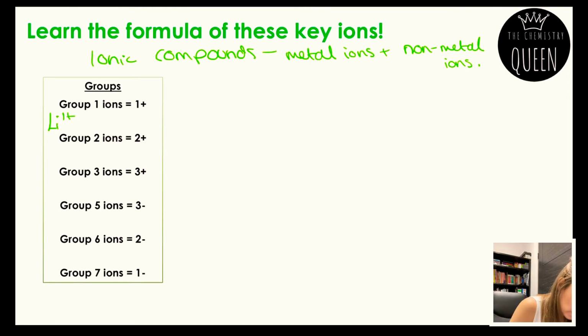So if we start with lithium, that will form a 1+ ion. Sodium will form a 1+ ion. Potassium will form a 1+ ion, and so on. Anything in group 2 will form 2+ ions. Anything in group 3 will form 3+ ions.